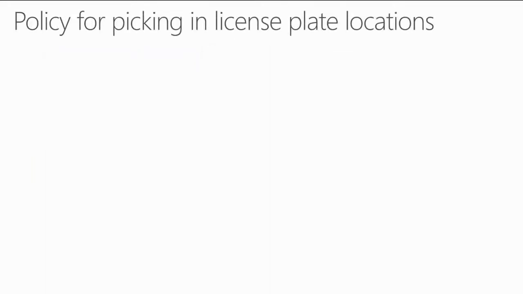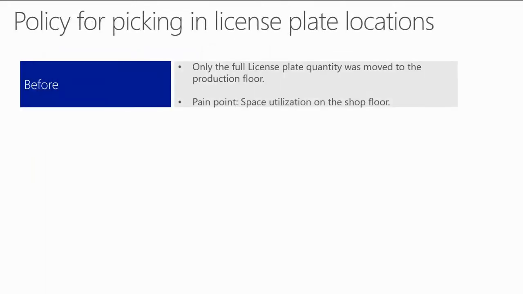So let's start with the first things first. The policy for picking in license plate controlled locations. As you know, a warehouse location can be set up to be license plate controlled or non-license plate controlled. That is, do you want to track your inventory on the locations by the license plate, or do you not want to do that?